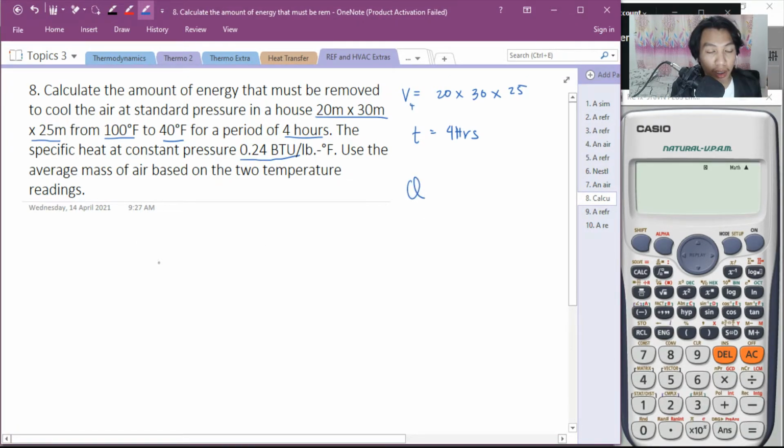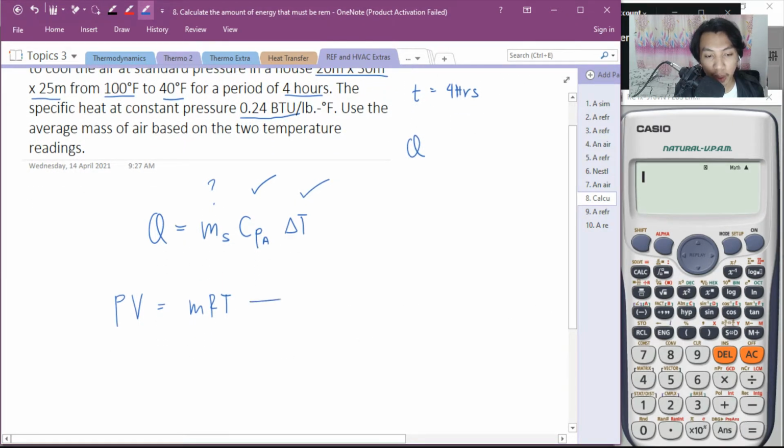Since this is sensible heating, okay? And then, constant pressure, okay? Constant pressure heating and cooling. That is equal to Q, equal to M nung supply air, CP nung supply air, and then delta T. Okay? So, delta T, okay na. Yung CP natin, meron na. Ito na lang ang problema natin, yung MS. But it will come from this equation, yung ideal gas equation. PV is equal to MRT. Now, pagdating dito, pwede natin itong i-reform in order for us to solve yung MS.